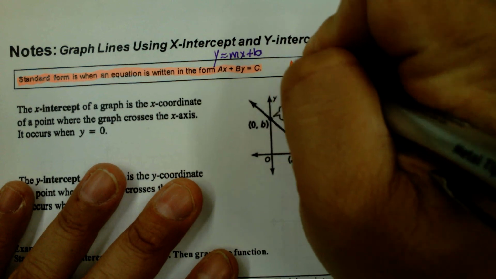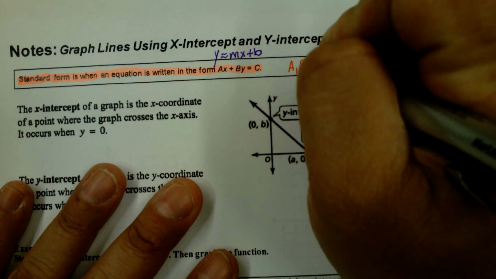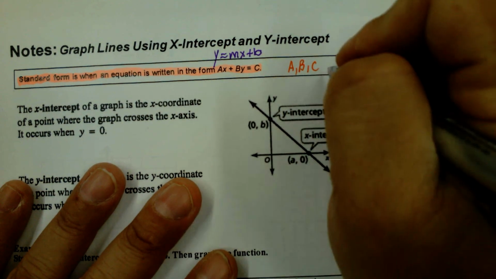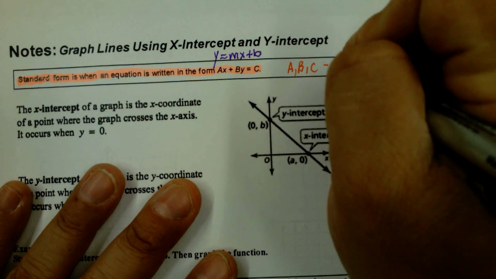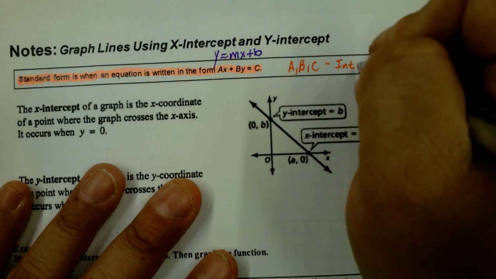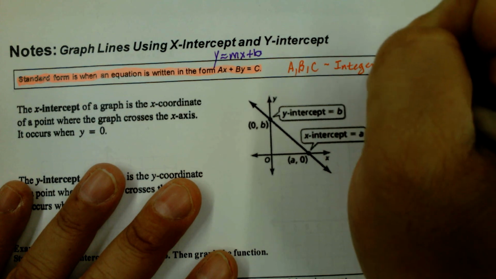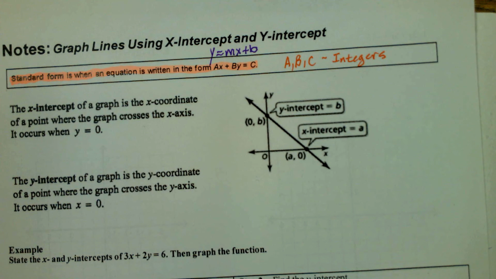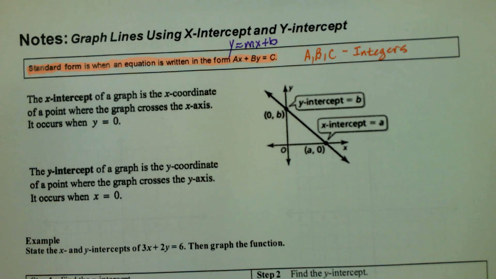write this down, are numbers. Specifically, they're integers, positive and negative whole numbers. So let's get right into it.